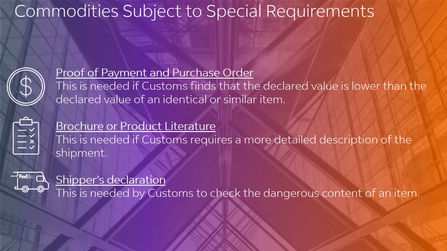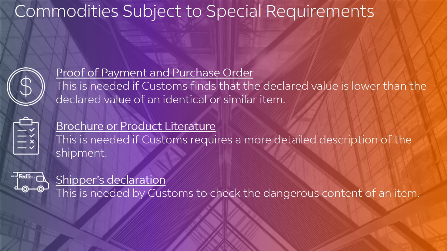Another requirement is the brochure or product literature. If customs need more information about an imported article, they may require a submission of brochure. This is to help in identifying the correct classification or tariff rate of the imported article, which is why we are encouraging importers to declare the specific description of the imported articles in the commercial invoice.